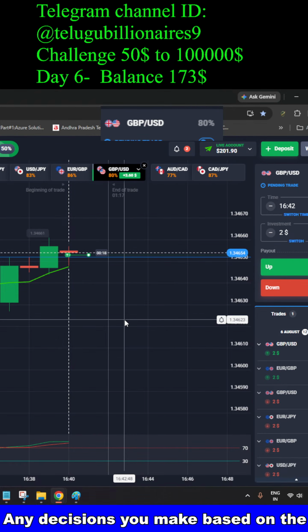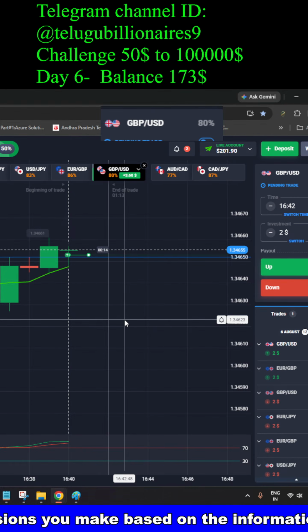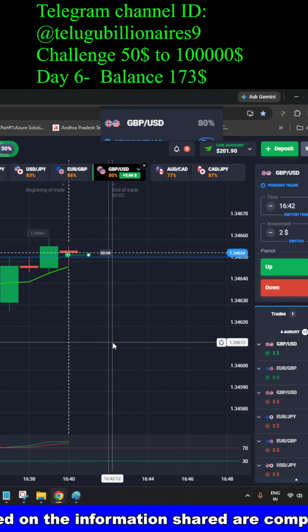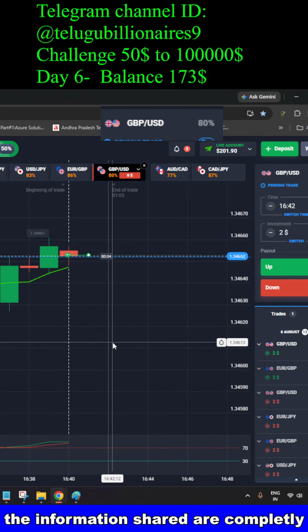This concept will work only on real pairs, not in the OTC market. In real pairs, based on the buyers and sellers, the market will move. This is the breakout, right? Breakout means buyers should be active.